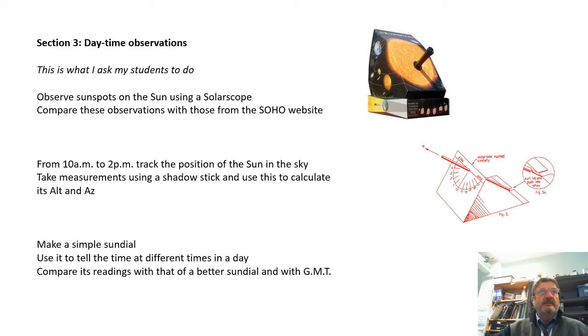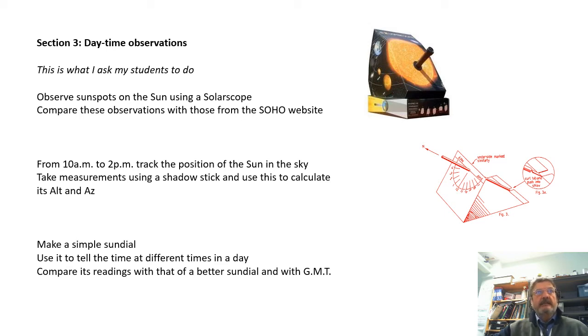Tracking the position of the sun in the sky, and you do that using a shadow stick. So you put a stick in the ground, you measure the direction and the length of the shadow, a bit of trigonometry, and you can work out the altitude and the azimuth of the sun. What does that mean? Well, you're going to explain it.